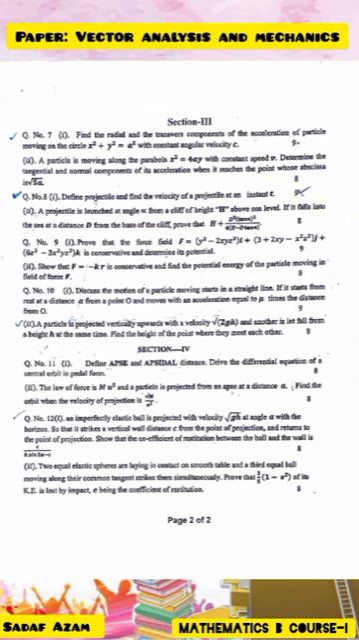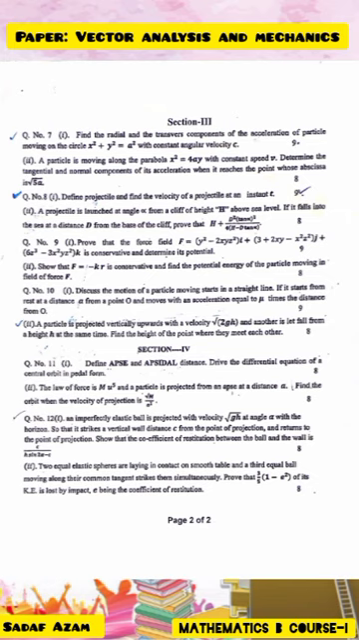Question number 10. 1. Discuss the motion of a particle moving in a straight line, if it starts from rest at a distance a from a point O and moves with an acceleration equal to mu times the distance from O. 2. A particle is projected vertically upwards with a velocity under root 2gh and another is let fall from a height h at the same time. Find the height of the point where they meet each other.